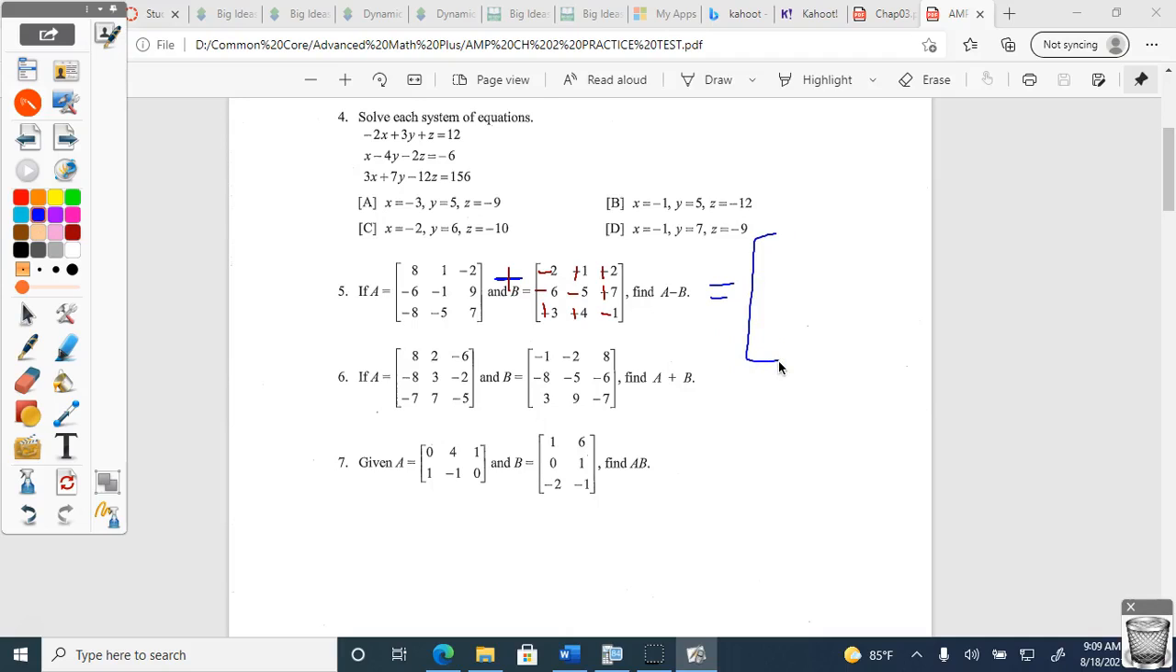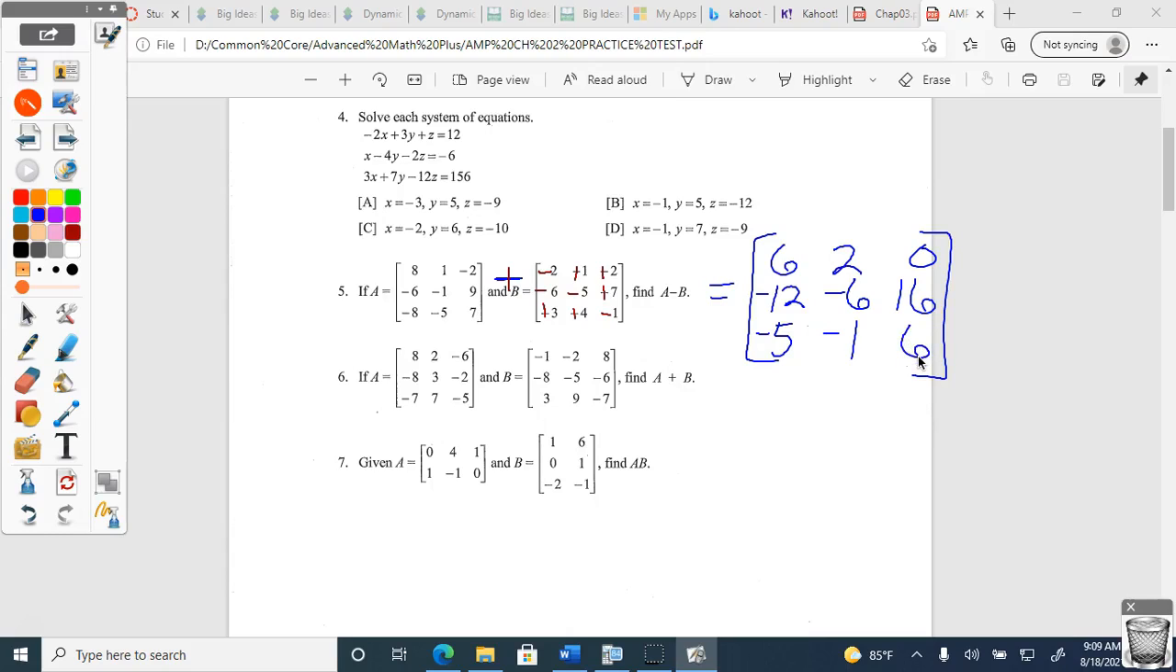So what is 8 minus 2? 6. 1 and positive 1 make 2. Negative 2 and positive 2 make 0. So there's my top row. Middle row, you got negative 6 and negative 6 is negative 12. Negative 1 and negative 5 is negative 6. And 9 and 7 is 16. Bottom row, negative 8 and 3 are negative 5. Negative 5 and 4 is negative 1. And 7 and negative 1 is 6.